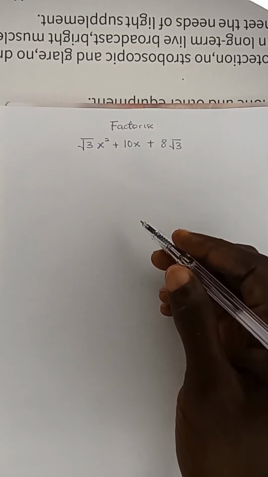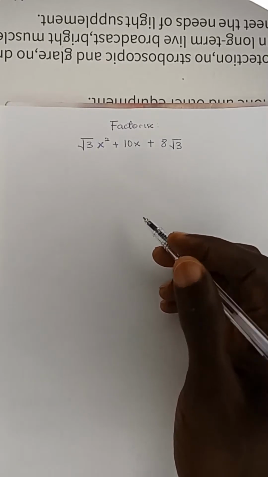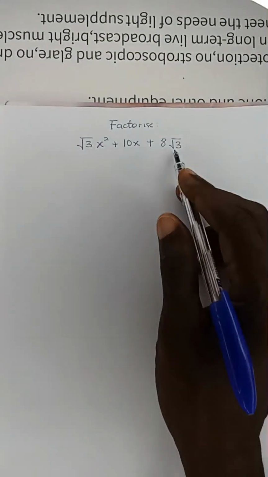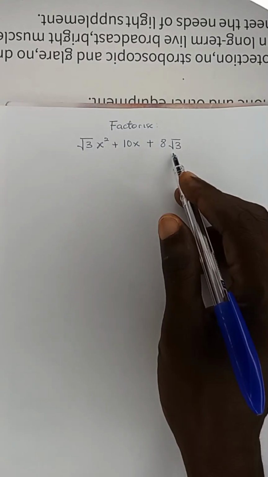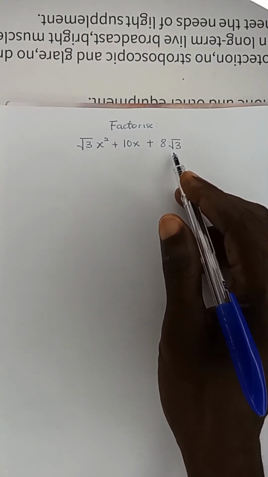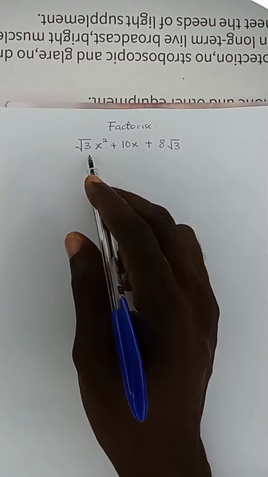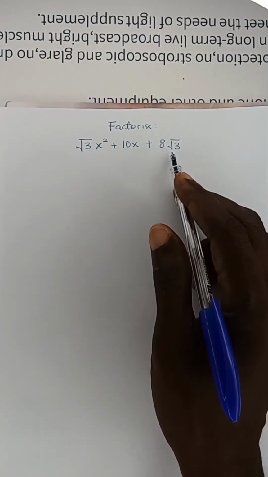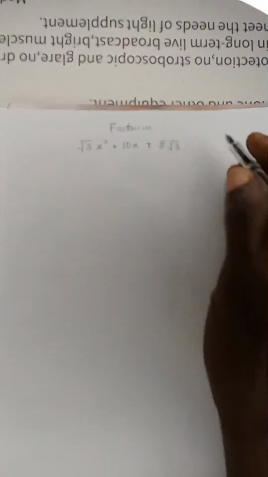All right, so what we are going to do is that we are going to multiply these root 3 and 8 root 3. Okay, so that's going to be our factor. Let's multiply the coefficient of the square variable and the constant, which is 8 root 3. So we do that first.